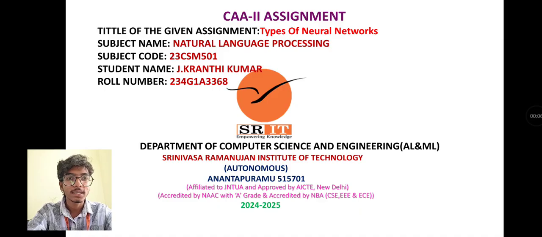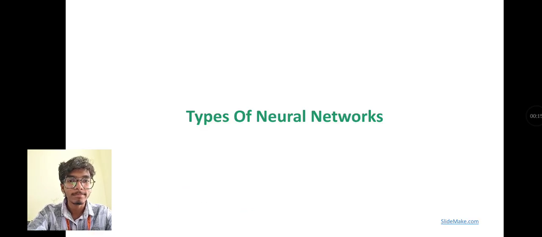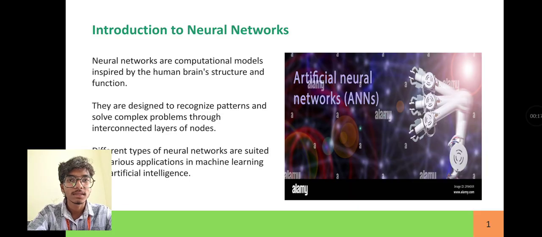Today I am presenting a CA2 assignment of the Natural Language Processing subject, NLP. The topic name is Types of Neural Networks. First, we can learn about the Introduction to Neural Networks.